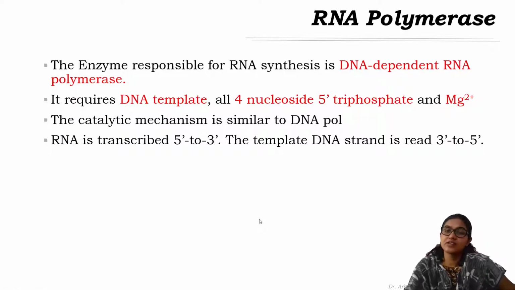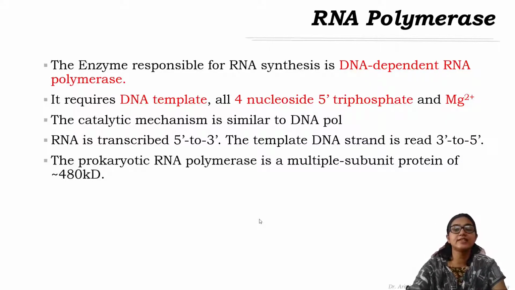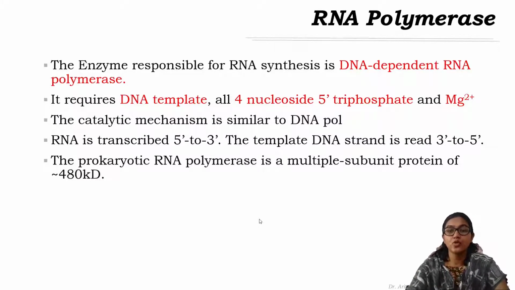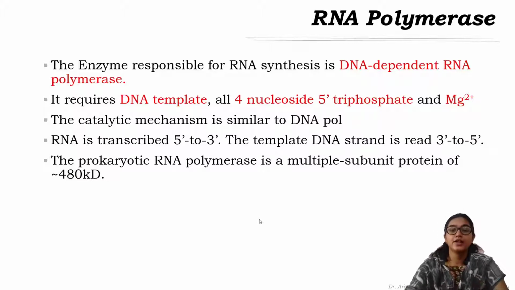Yes, RNA is transcribed from 5' to 3' direction. Now, if we see the prokaryotic RNA polymerase, it is itself a multi-subunit enzyme. In case of prokaryotic RNA polymerase, that one single RNA polymerase has multiple subunits, and these multiple subunits function in different ways.